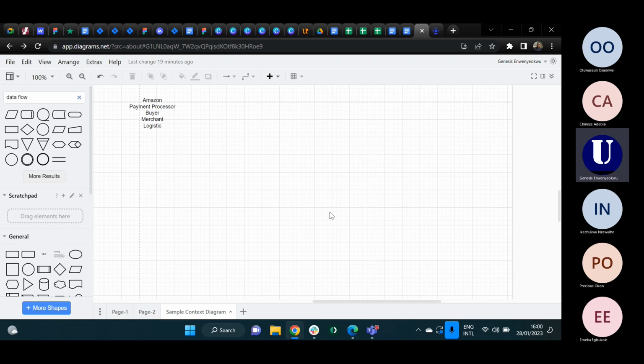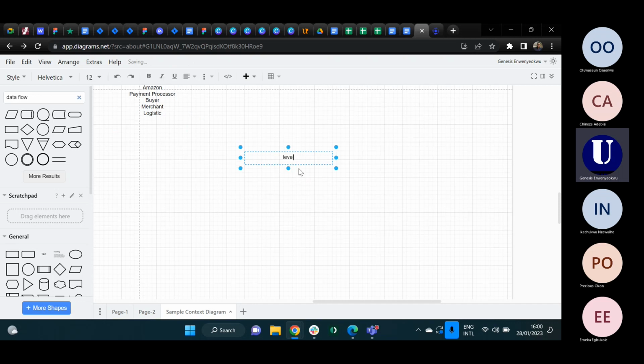And there are different types of data flow diagram. These different types depend on what we call the level of abstraction. Level of abstraction is another name for level of detail, right? Depending on the level of abstraction we want to go, that will determine the type of data flow diagram we are going to do. Now we have level 0.